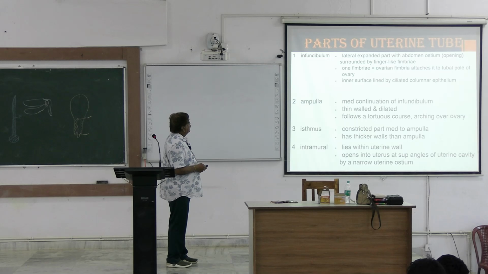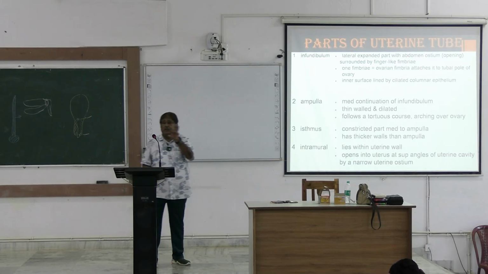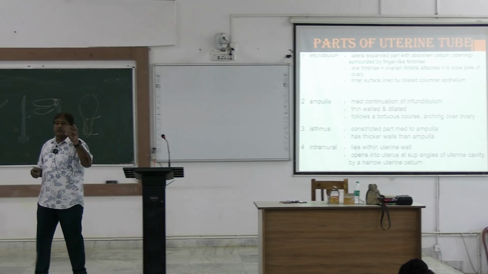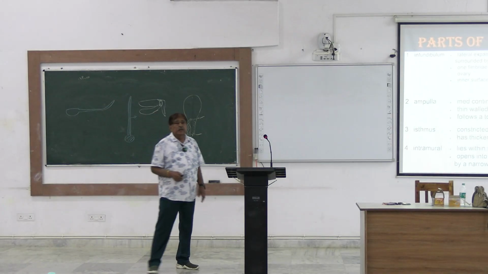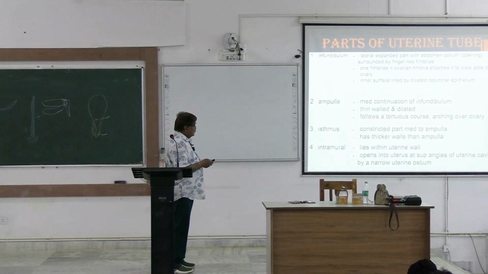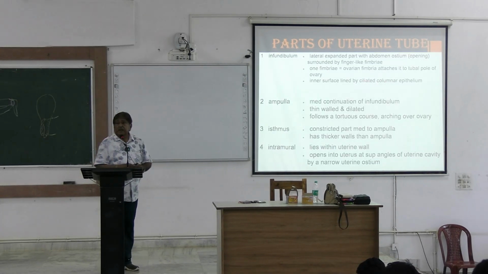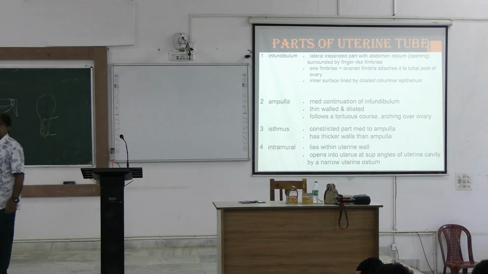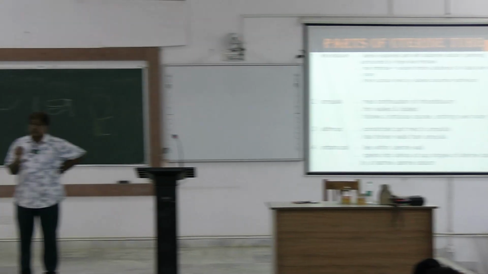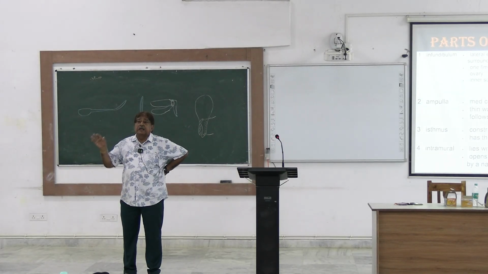Now, parts of the uterine tube: infundibulum, ampulla, isthmus, intramural. The lateral expanded part has the abdominal ostium, surrounded by finger-like fimbriae. It is like this, like a fimbriae, like this. You see the fimbriae in your specimen, and the inner surface is lined by ciliated columnar epithelium. The fimbriae are lined by ciliated columnar epithelium, because the ovum is released by the ovary.